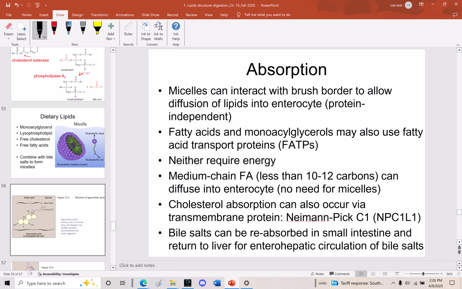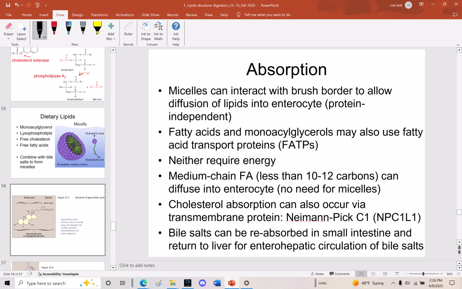And they're what make up the brush border. So your enterocytes are what's making up this brush border. It's just intestinal cells. That's what the enterocyte is. And so the micelles will interact with the brush border, and that's when the lipids can simply diffuse into the enterocyte, into the intestinal cell.